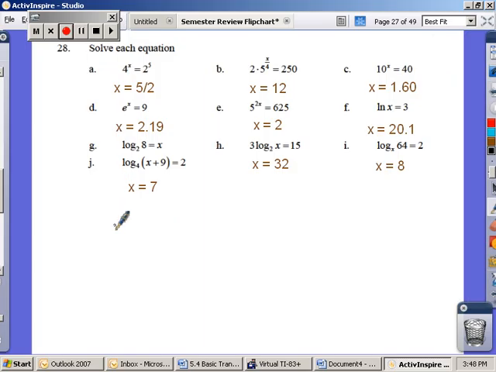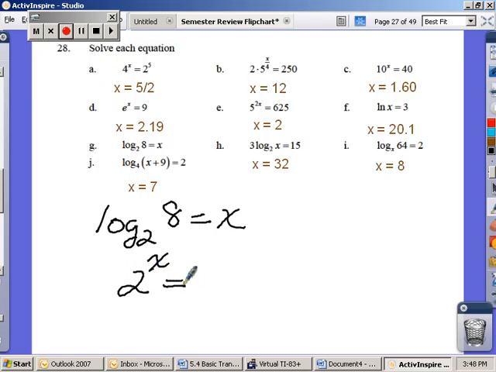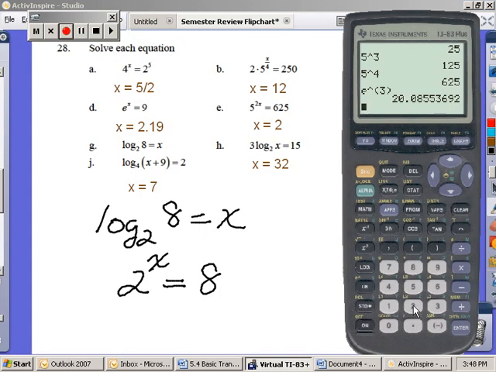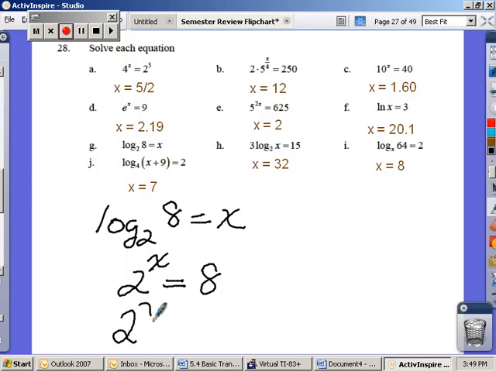Okay, letter G. Log base 2 of 8 equals x. What is my base? 2. What is my exponent? x. What is my argument? 8. Now I can go to my calculator and say 2 caret 2 is 4. 2 caret 3 is 8. So 2 to the x is equal to 2 to the 3rd. 8 can be written as 2 to the 3rd. Are my bases the same? Yes. So x is equal to 3.